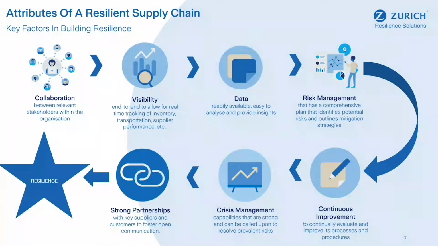So we've understood the risks. We look at ways to collaborate within the organization, and then we follow a risk-based approach to manage and mitigate those risks. What are the attributes that you start to look out for in a resilient supply chain? What are those factors that you need to see to understand that your supply chain is starting to have a level of resiliency?